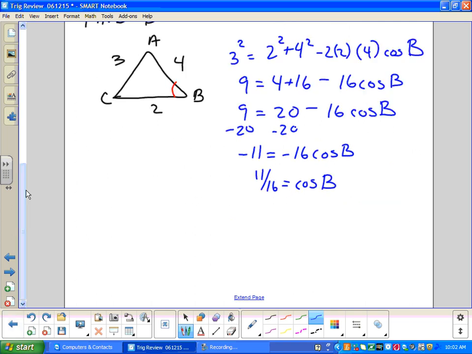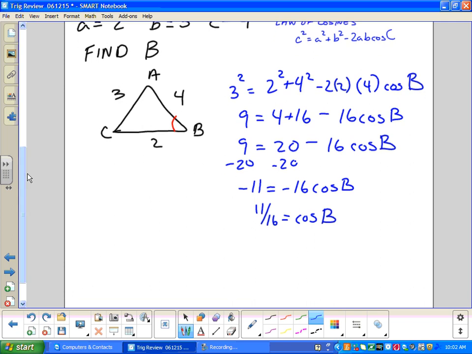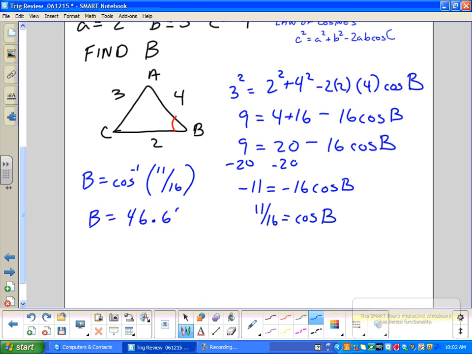Now, a couple ways to write this again. I'm going to go through all the ways to find an angle. First of all, B is going to equal cosine inverse of 11/16. That's the exact answer. I mean, that's as good an answer as you can get. Sometimes we want that. I'm going to give it as degrees again. I like degrees. About 46.6 when we round it.